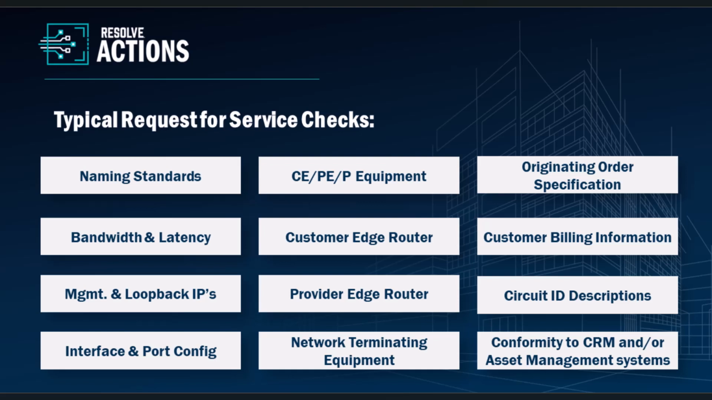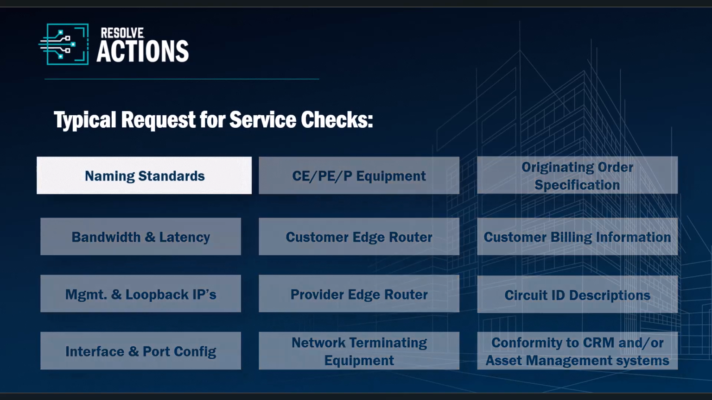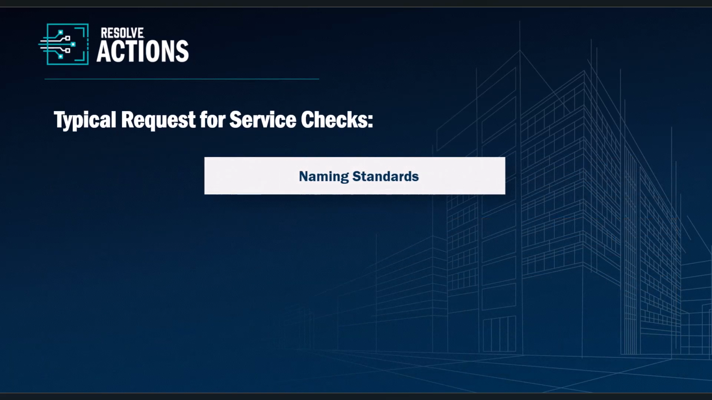The automated checks, using a wide variety of communication protocols, can be performed on a broad range of network equipment. There are many CE and PE router checks that may need to be performed too, such as the LAN and WAN interface checks for description, port speed, and duplex settings. Let's look at some of these checks and what our customers are using Resolve Actions for.